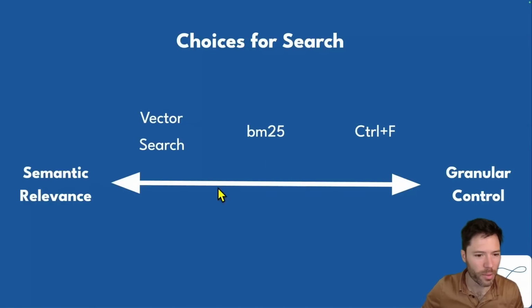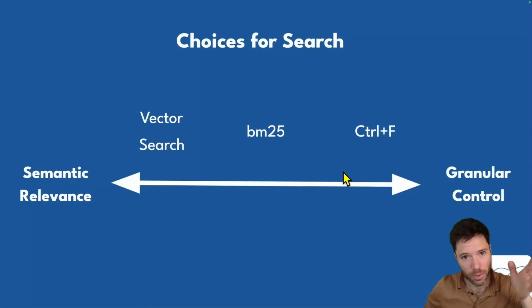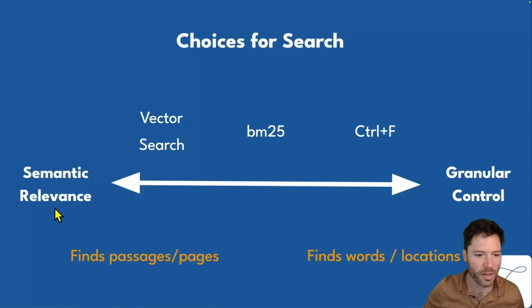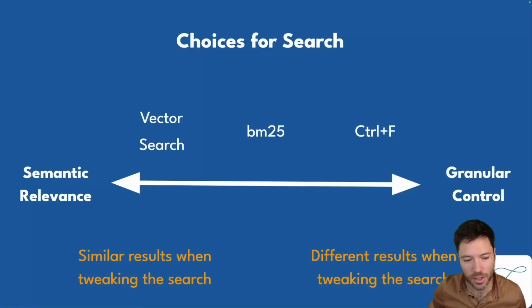And the way I think about this spectrum here is between one of semantic relevance and granular control. If you do ctrl+f, it's literally going to match that string. If I put in dog and I misspell it with 2 G's, it's not going to find dog anymore. Whereas if I put in semantic relevance, it's going to be a lot more smoothened in the paragraphs that it finds. Whereas semantic relevance or vector search will find passages or pages, ctrl+f will find words or locations, whereas vector search will find similar results.